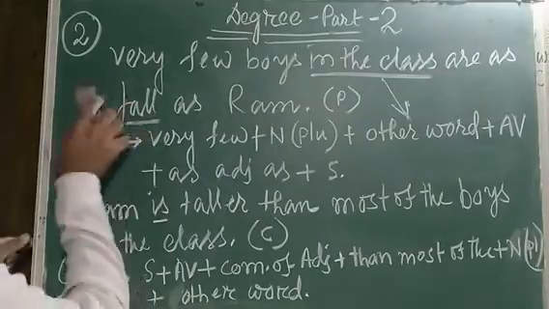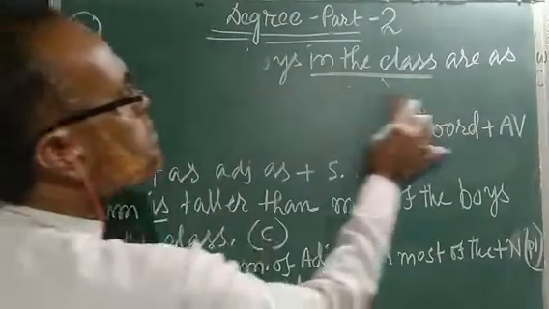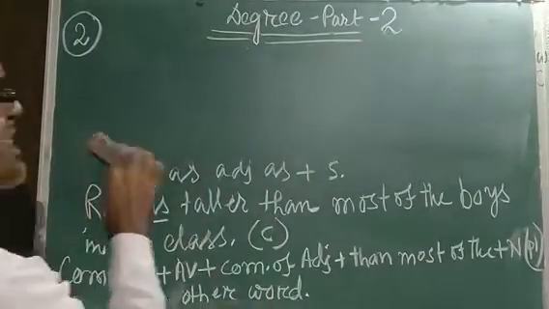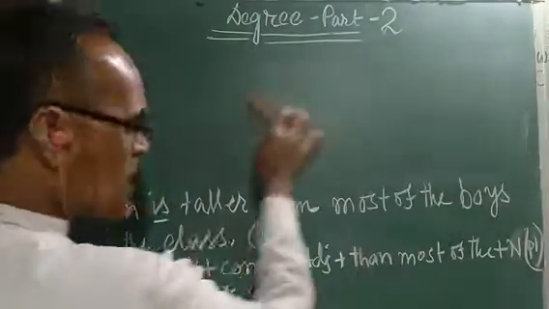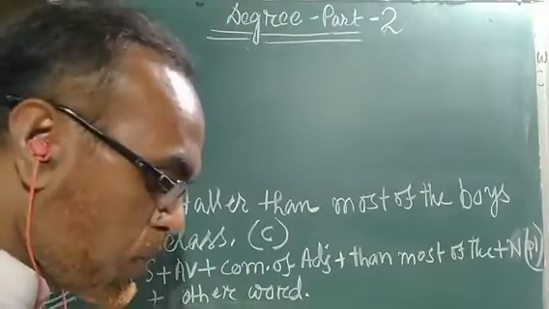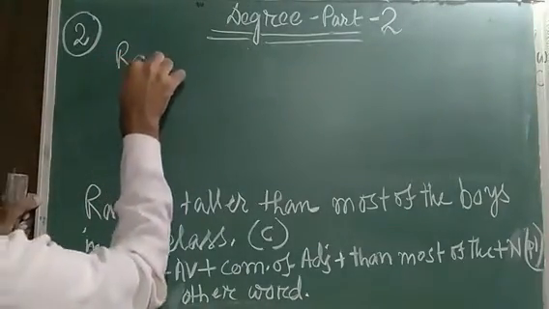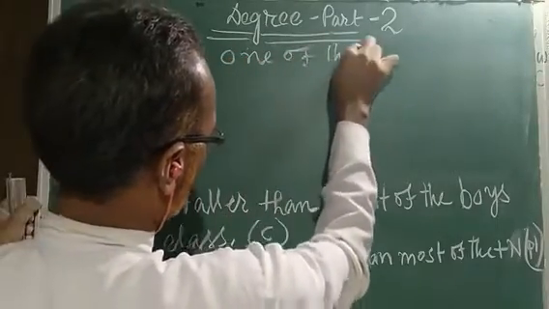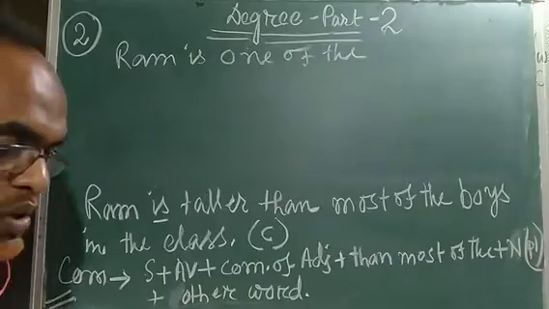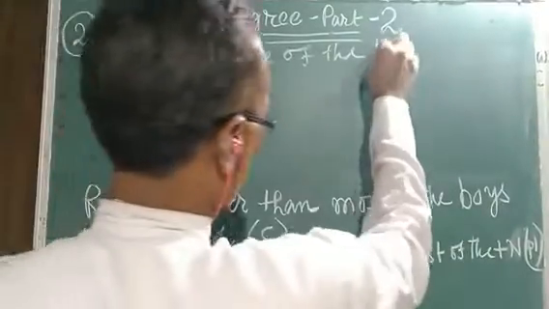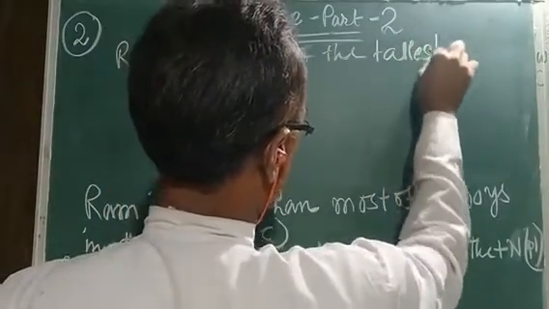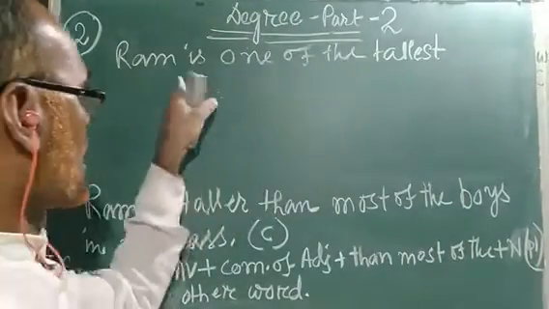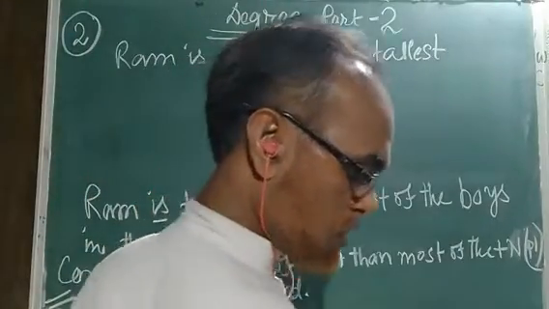Now we will write this sentence in superlative degree without changing meaning. Then we will write Ram is one of the. We have to bring one of the. Ram is one of the tallest, the superlative form of the adjective tall, taller, tallest. Ram is one of the tallest boys.